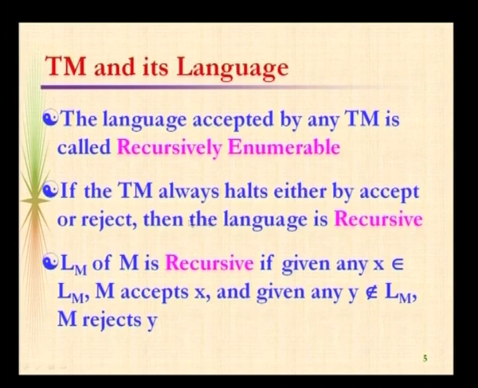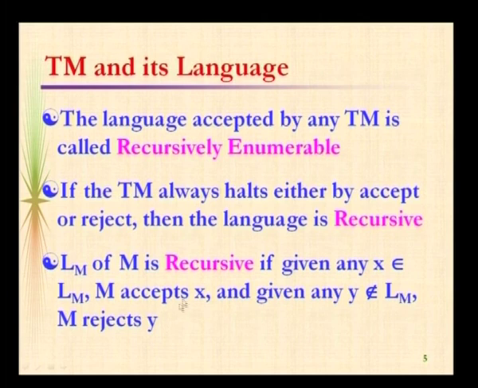So, here we have the definition: if the Turing machine always halts, either by accepting or by rejecting, it is not strictly required that it should always accept, then the language is called recursive. The language of a Turing machine is called recursively enumerable in the case where there is a chance of not halting also.